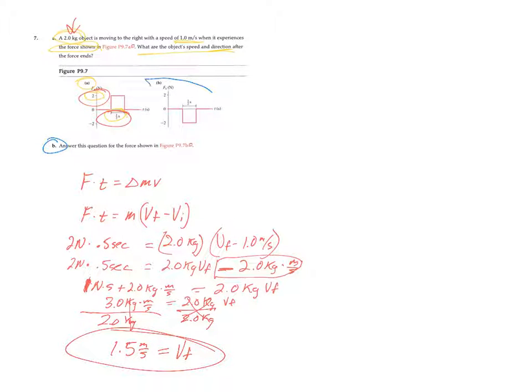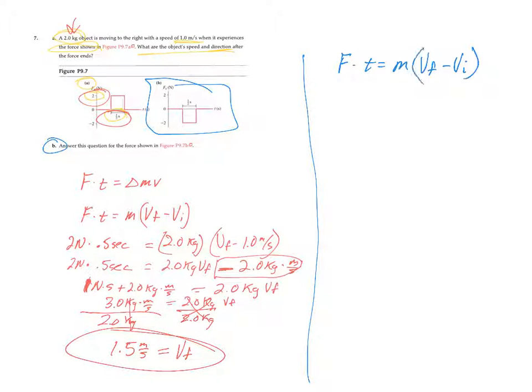So now we're going to do it with this graph. Same deal. What did I say here? F times T equals mass times final minus initial. Careful here on your signs. That's why they're giving us B, right? My force is now negative 2 newtons times a half a second. And my mass is still 2. My final velocity is what I'm interested in, and that bad boy is going along at 1 meter per second.